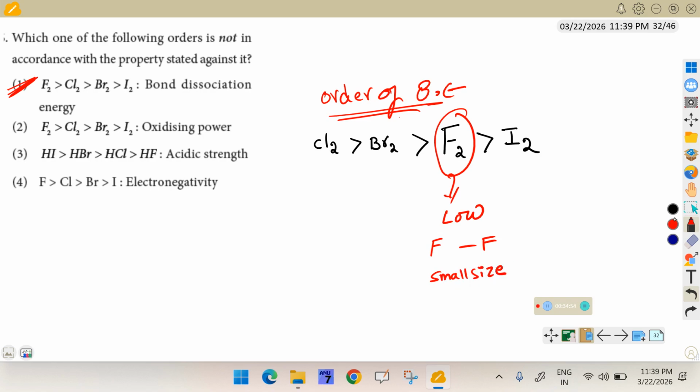Because of its small size, there are more repulsions between two fluorines. More repulsions are present between lone pairs of electrons. When repulsions increase, bond energies decrease.